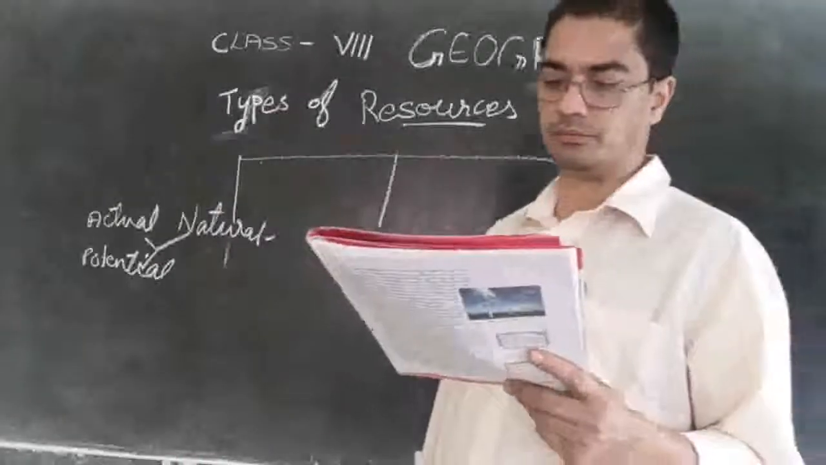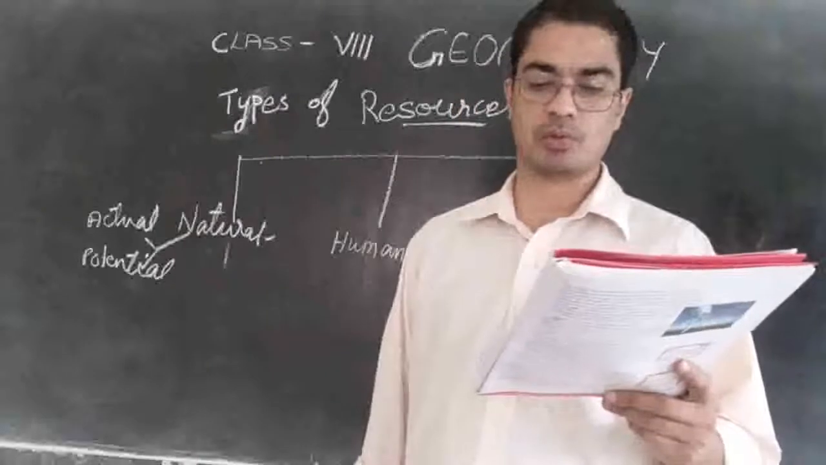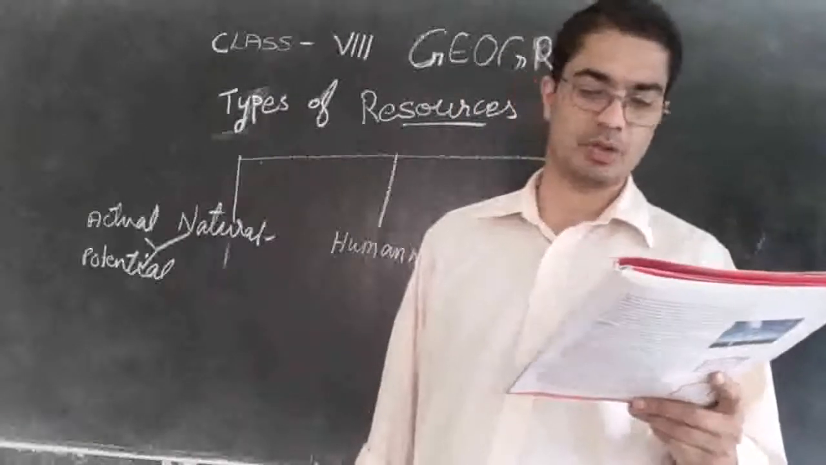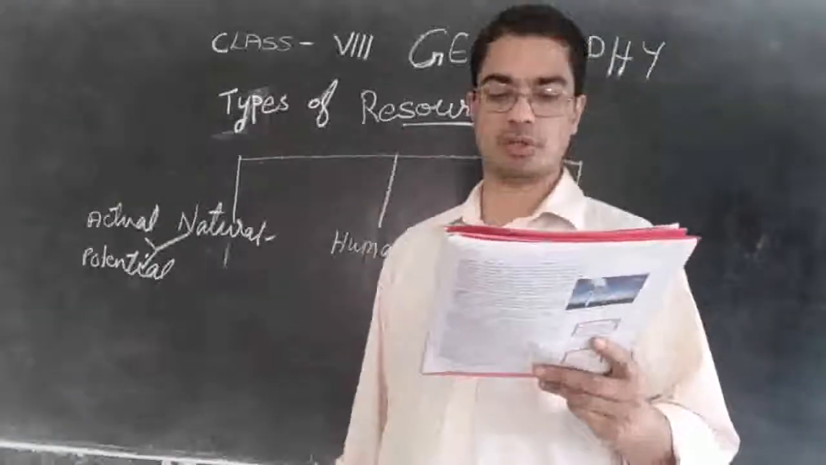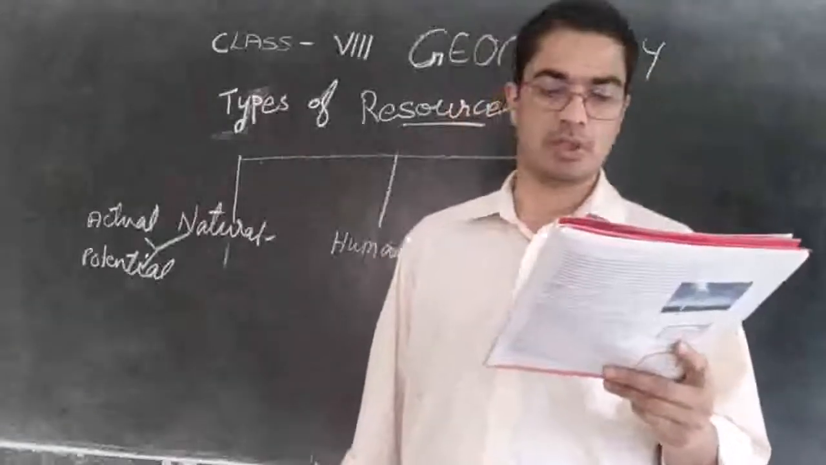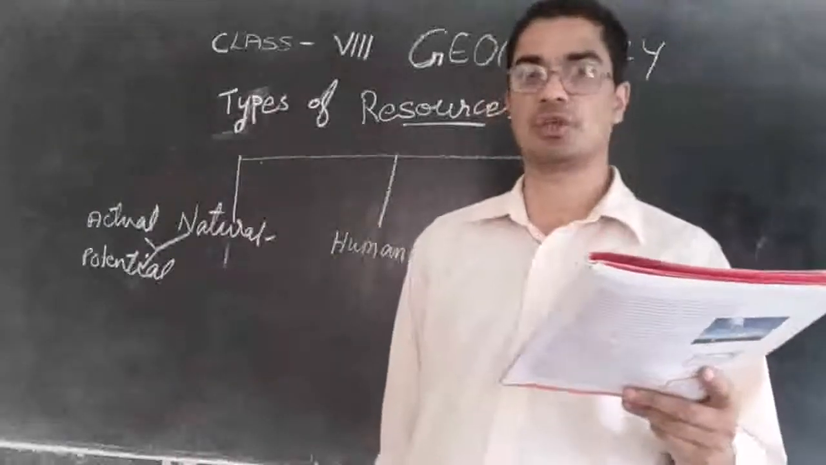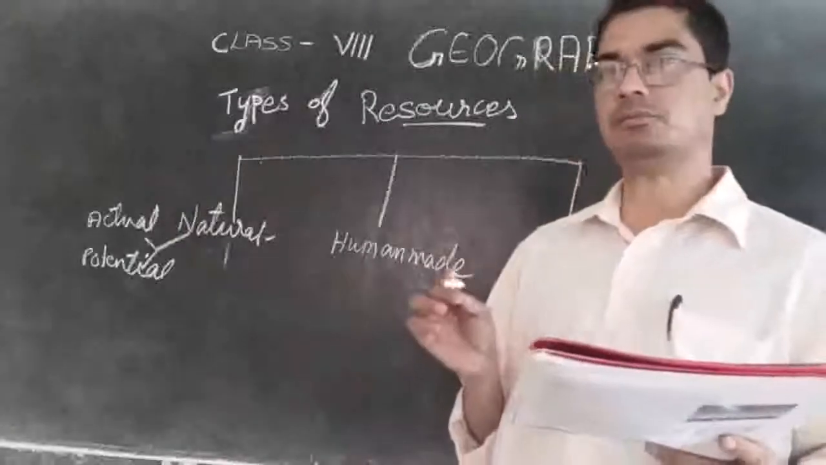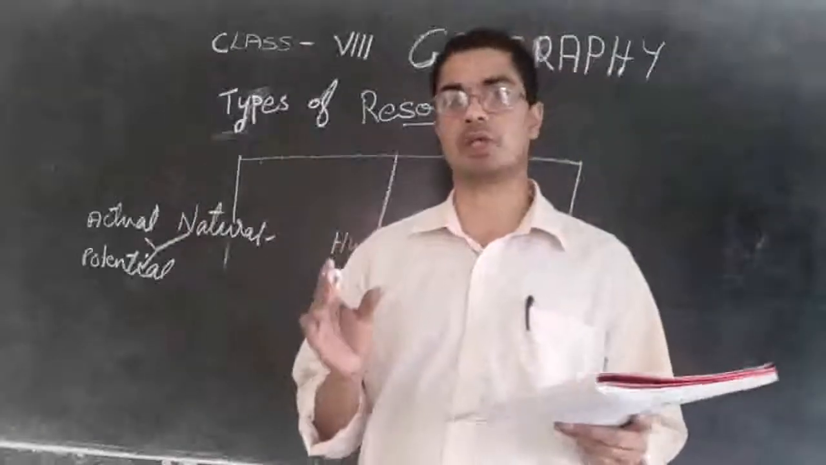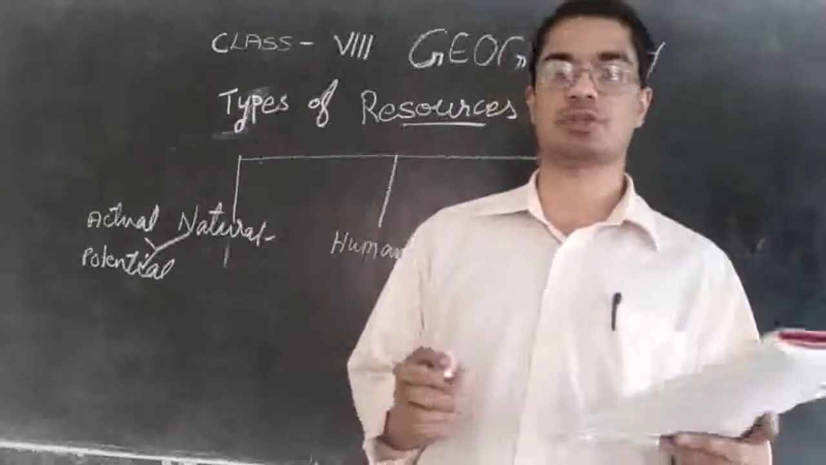Then, the rich deposits of coal in the Ruhr region of Germany and the petroleum in West Asia, the dark soils of the Deccan Plateau in Maharashtra are all actual resources. So these are some examples of actual resources where we have found out the actual quantity of the resources available.